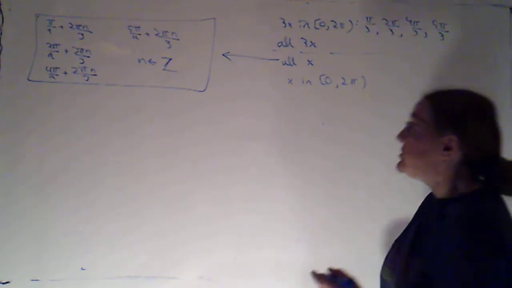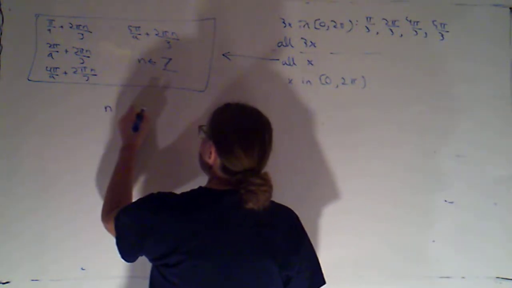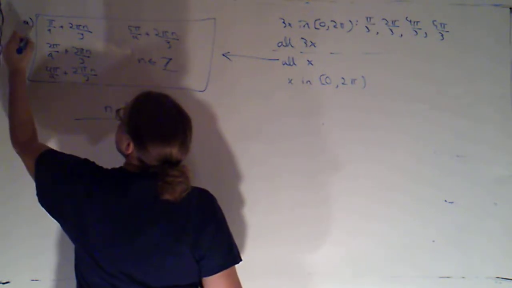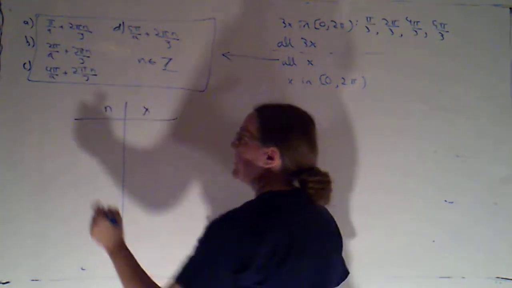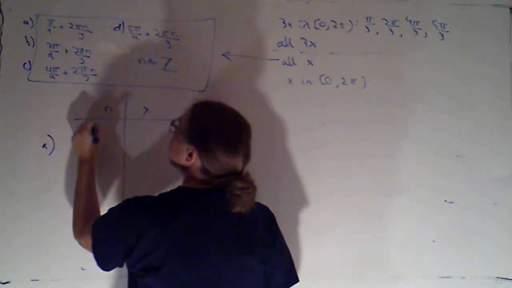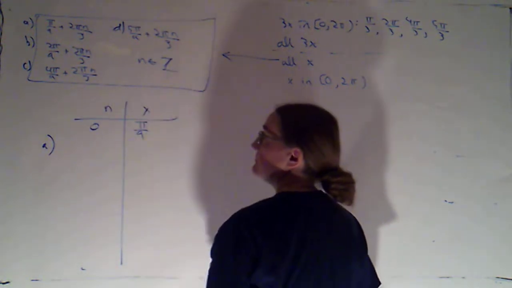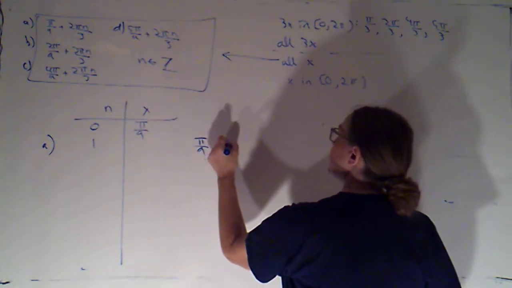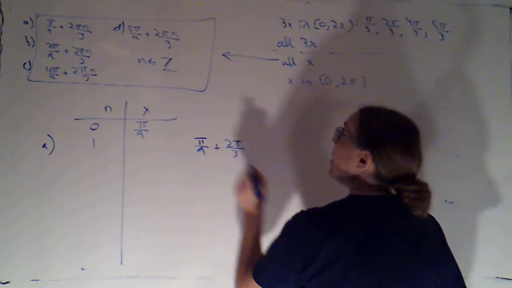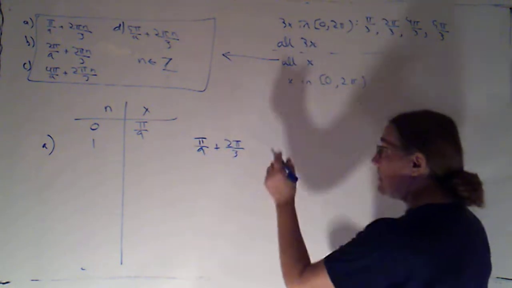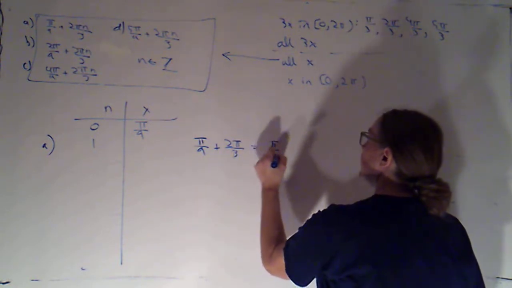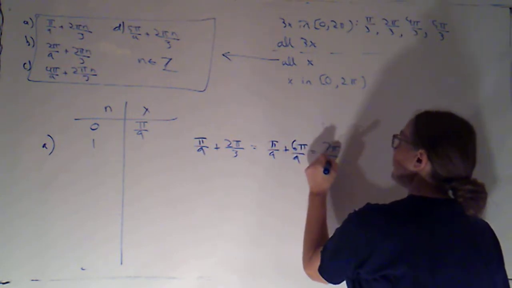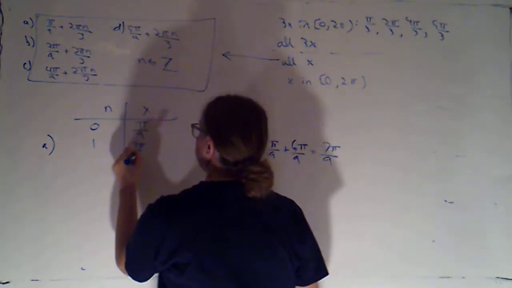Okay. So I'm going to just list n and x, and I'm going to label these A, B, C, and D, just so we can follow. So working with A, if n is 0, I'm going to get pi over 9. If n is 1, I'm getting pi over 9 plus 2 pi over 3. Now, I'm going to note that that's pi over 9 plus 6 pi over 9, so that would be 7 pi over 9.